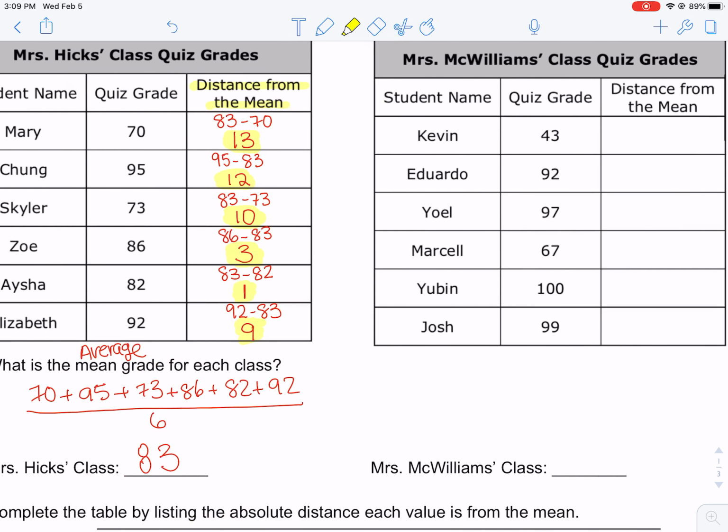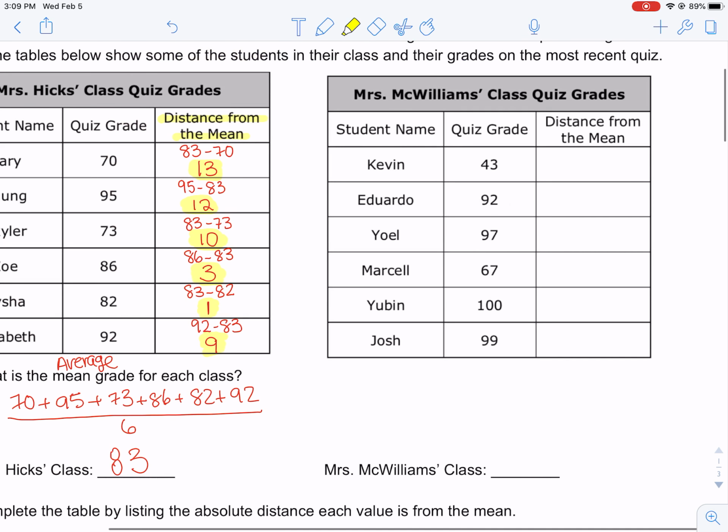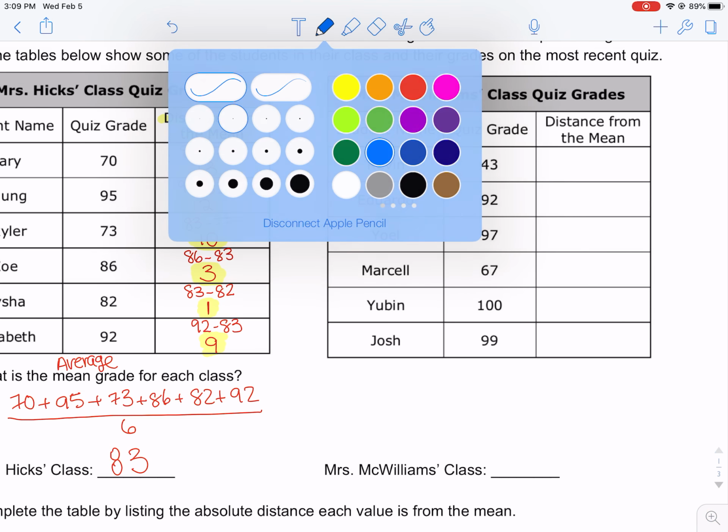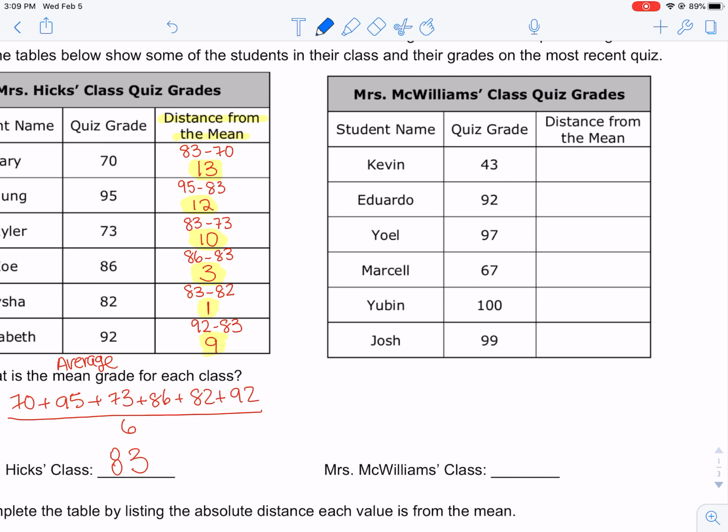Okay. So we are going to do the same thing with Mrs. McWilliams' column. So again, on your calculators, to figure out the mean first, you would have to put the fraction line. And you need to plug in all of the scores. 43, 92, 97, 67, 100, and 99. And then we have 6 scores again. So once you have plugged that into your calculator, that should give you a mean of 83 again.